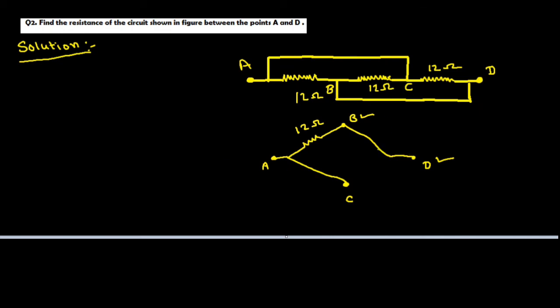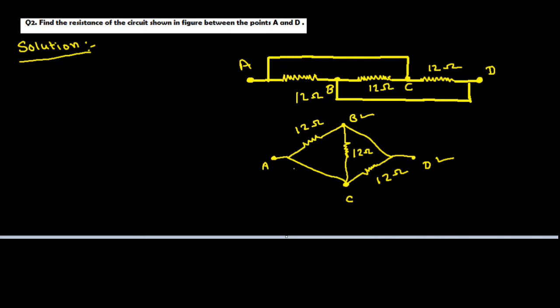Also, between these 2 points C and D, the resistance is 12 ohm. So we can write 12 ohm. And finally, between these 2 points B and C, the resistance is also 12 ohm. So we can write like this. This is 12 ohm.